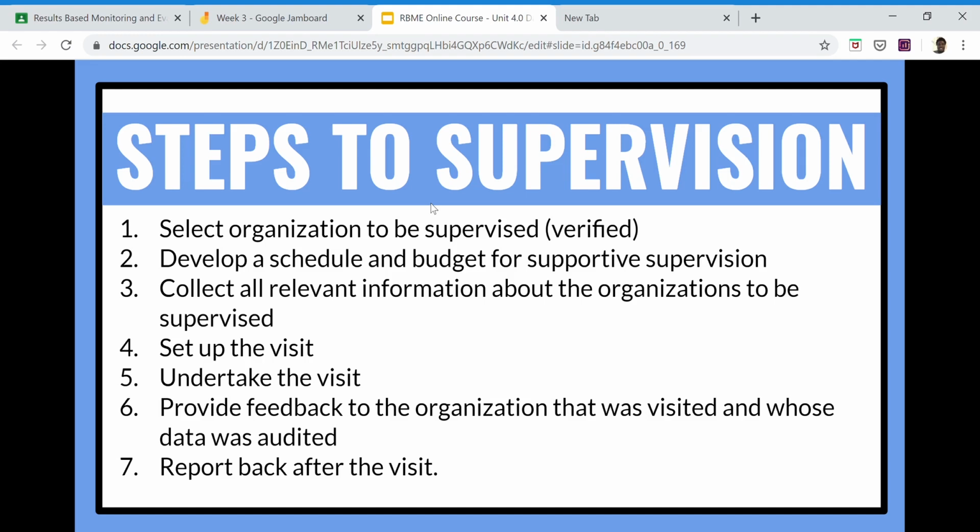So your task for this unit is to describe 3 activities for supportive supervision and 3 activities for data auditing that you would carry out in the projects of your case studies.